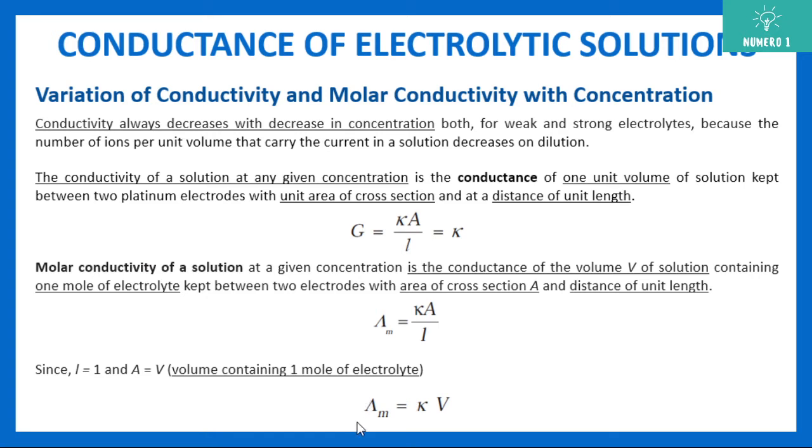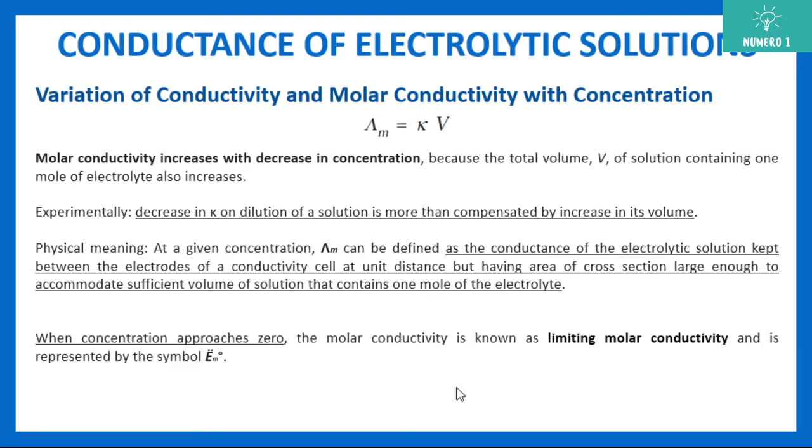Now when we talk about molar conductivity and we try to decrease the concentration, understand that decreasing concentration simply means volume is increasing. Basically you are diluting the solution. As we know, conductivity decreases with decrease in concentration. So kappa is decreasing with decrease in concentration, whereas volume V is increasing. So you can see molar conductivity value increases with decrease in concentration. This is the overall result.